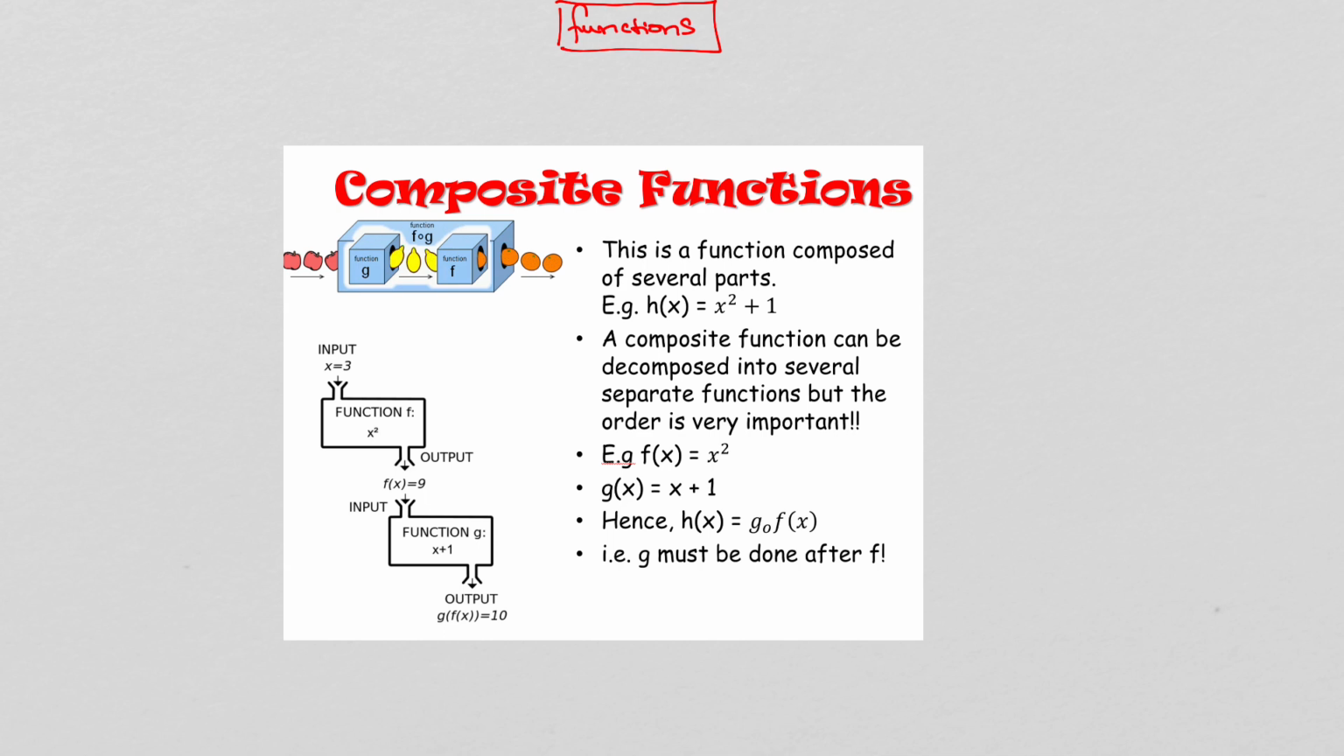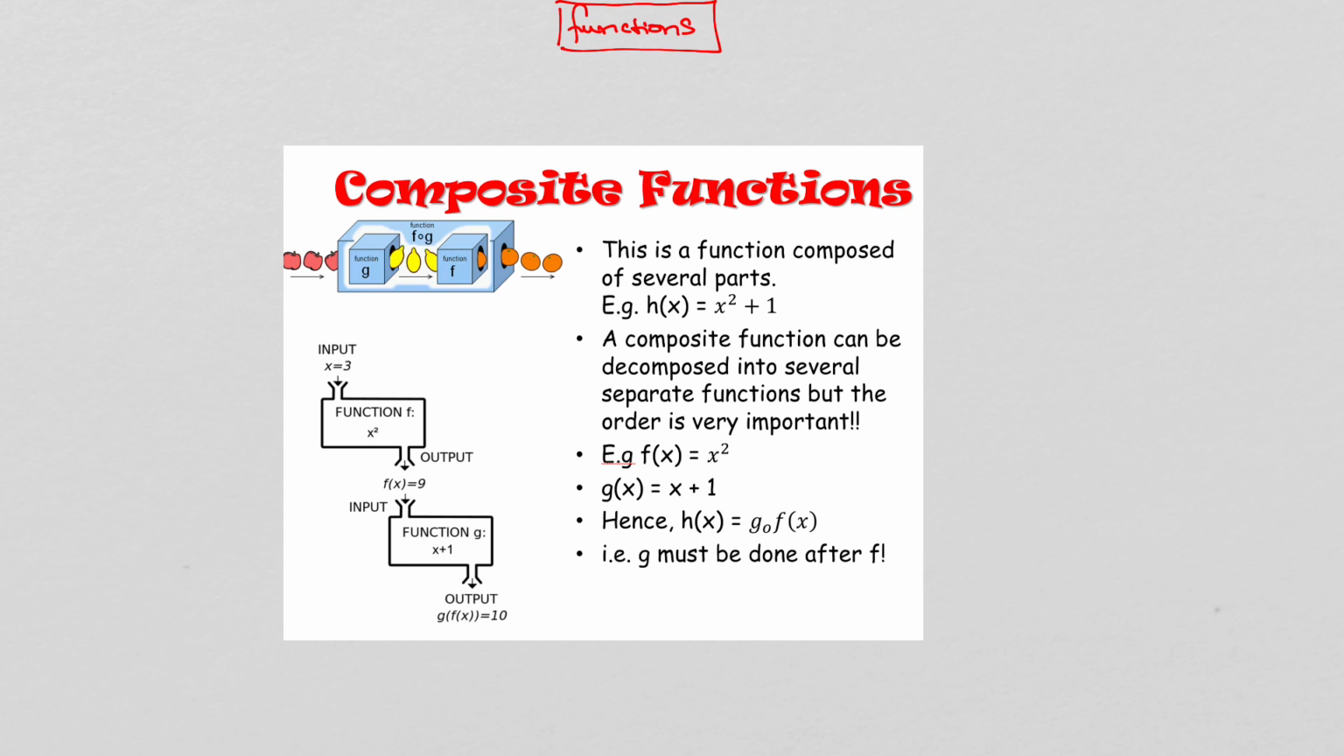So in other words, the next thing we would be doing is taking that answer, our input into g, which we'd call x, and then we add 1 to it. So we would say that h of x, x squared plus 1, could actually be written as the function g after f of x. In other words, we would be adding 1 to our output from the function f of x.